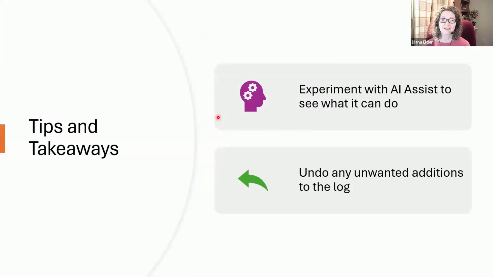My main tip is to experiment with AI Assist within Airtable and see what it can do. You may not be successful right off the starting point, but see what happens if you try different prompts, if you set it up differently. Just experiment. That's all we can do. And of course, you can undo anything you don't like. If it adds something and it's not what you wanted at all, you can undo that so that you can get back to where you were before you tried something fancy.